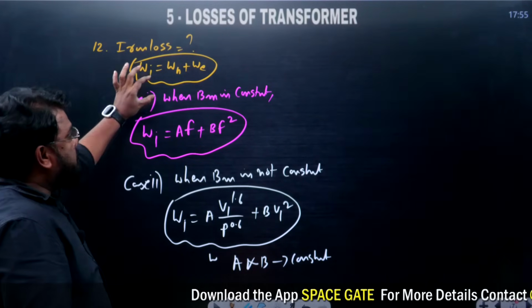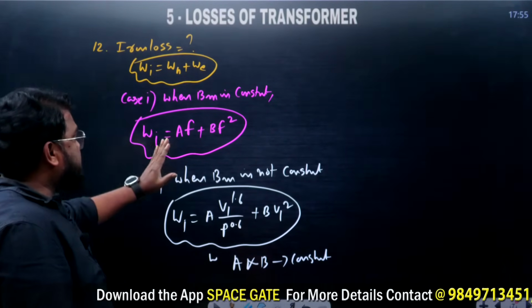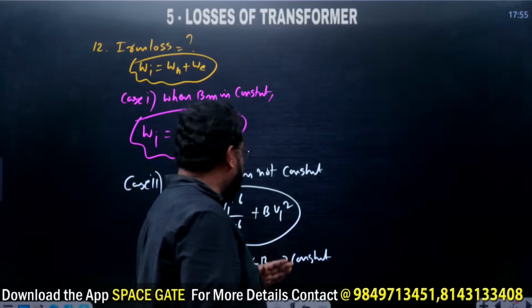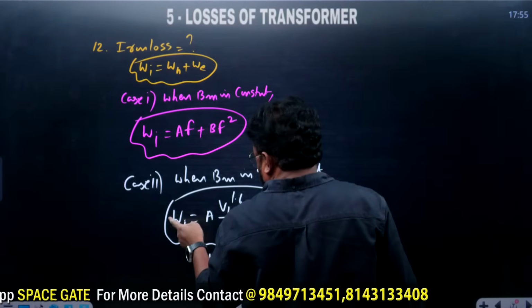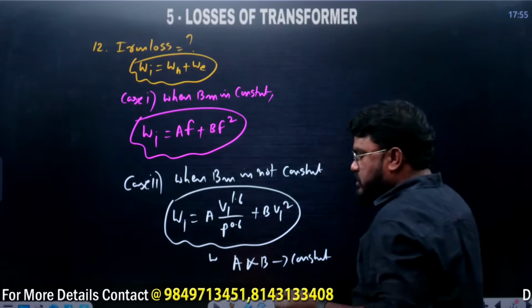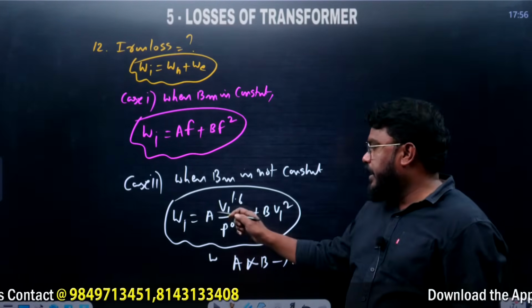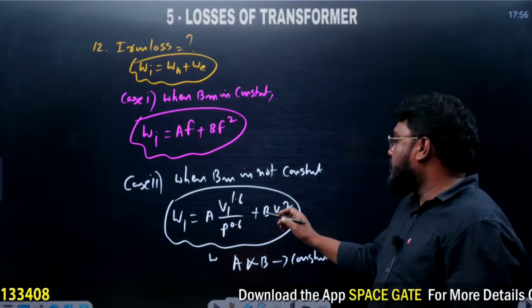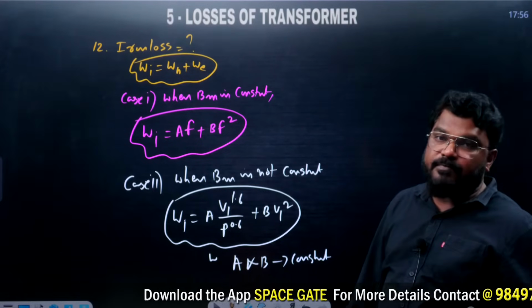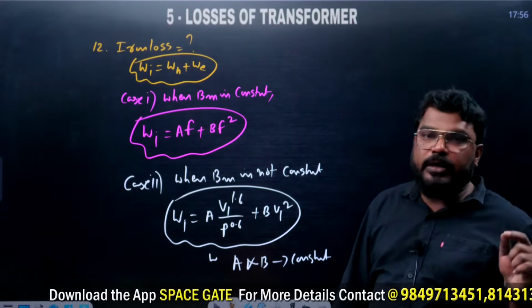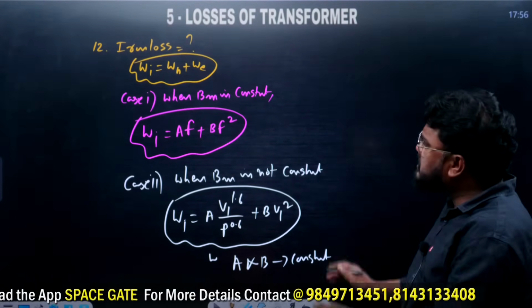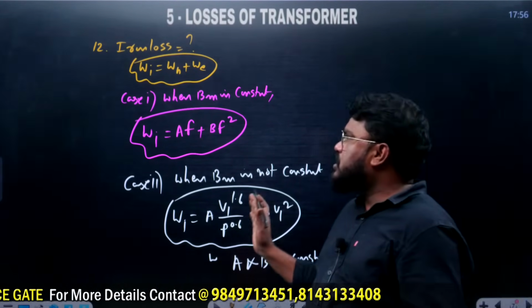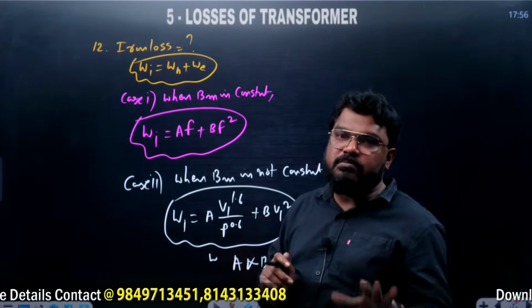So iron loss when B maximum is constant, iron loss is equal to A into F plus BF square, and eddy current iron losses. When B maximum is not constant, iron loss is equal to A into V power 1.6 divided by F power 0.6 plus B into V1 square, where V1 is applied voltage of the transformer. So these are all possible questions from the losses of the transformer.